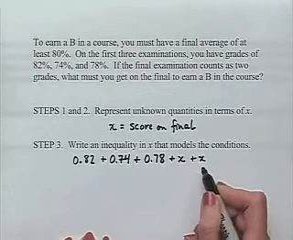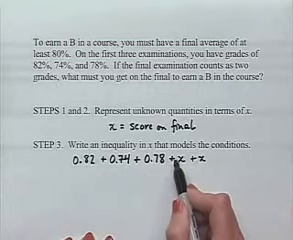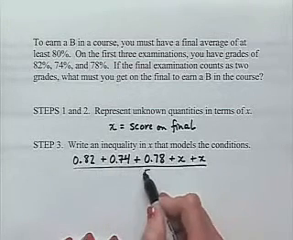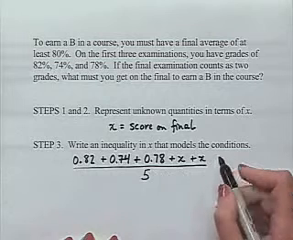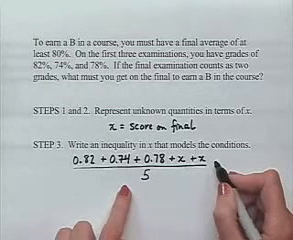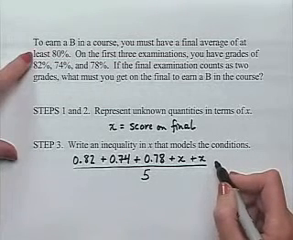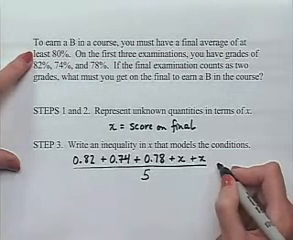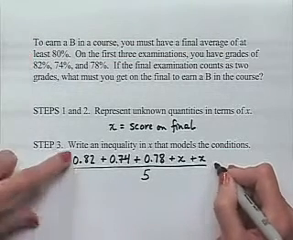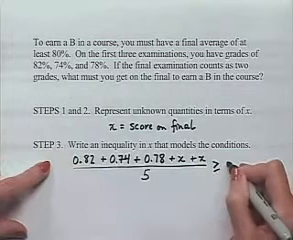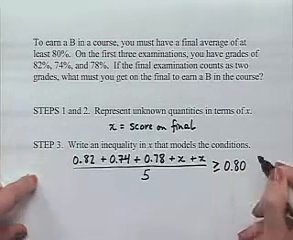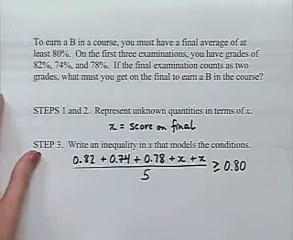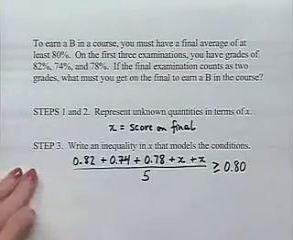Now we're coming up with an average. We have 1, 2, 3, 4, 5 scores, so we're going to divide by 5 to get our average, and we know that we want to end up with an average of at least 80%. At least 80% means 80% or greater. Therefore, our average needs to be greater than or equal to 80%. Now that we have that inequality, we need to solve it. So we're going to go ahead and simplify as we go.